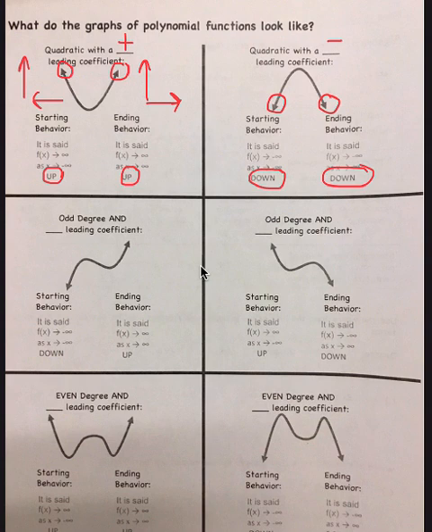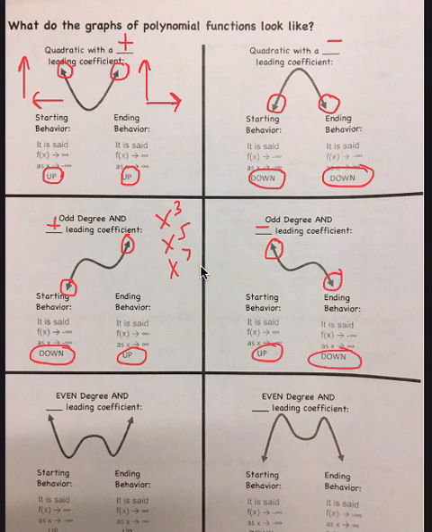So odd degree and positive. That's your x cubed, x to the 5th, x to the 7th, and we're only looking at the highest degree here. So starting behavior when it's positive is down, and it ends up. So when you have an odd degree, you always have opposite starting and ending behaviors. So if it's plus, you start down and end up. If it's a negative coefficient, you start up and end down. So anytime you have an odd degree, it's going to have both an up and down behavior.